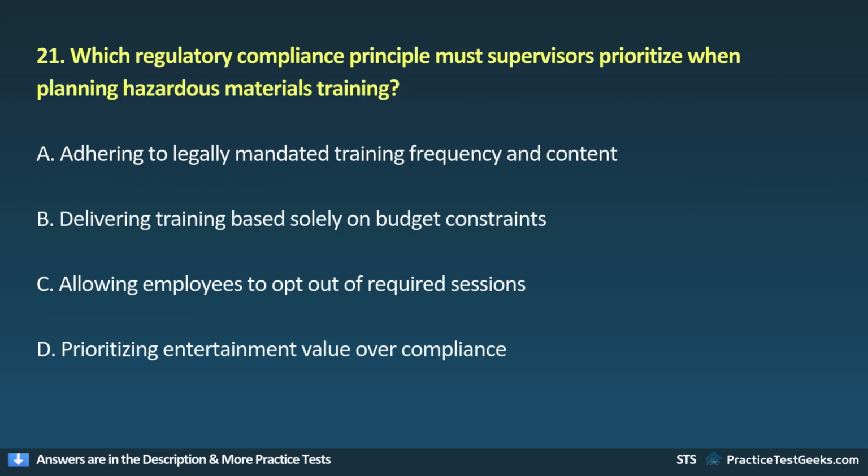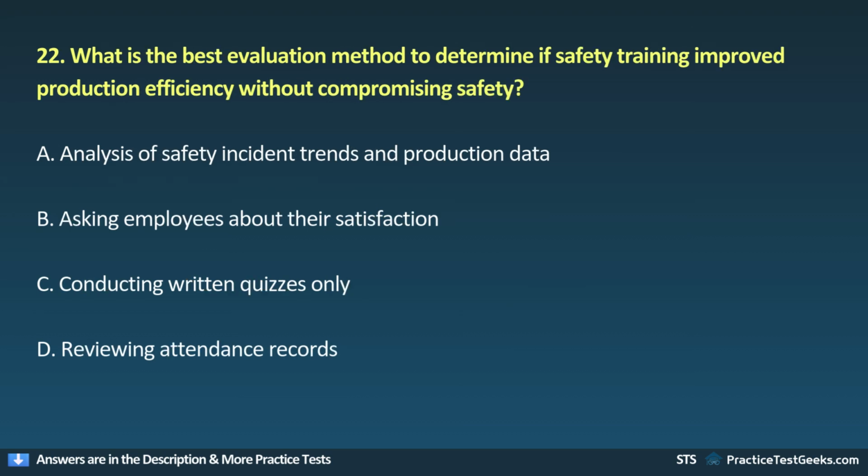21. Which regulatory compliance principle must supervisors prioritize when planning hazardous materials training? A. Adhering to legally mandated training frequency and content. B. Delivering training based solely on budget constraints. C. Allowing employees to opt out of required sessions. D. Prioritizing entertainment value over compliance.